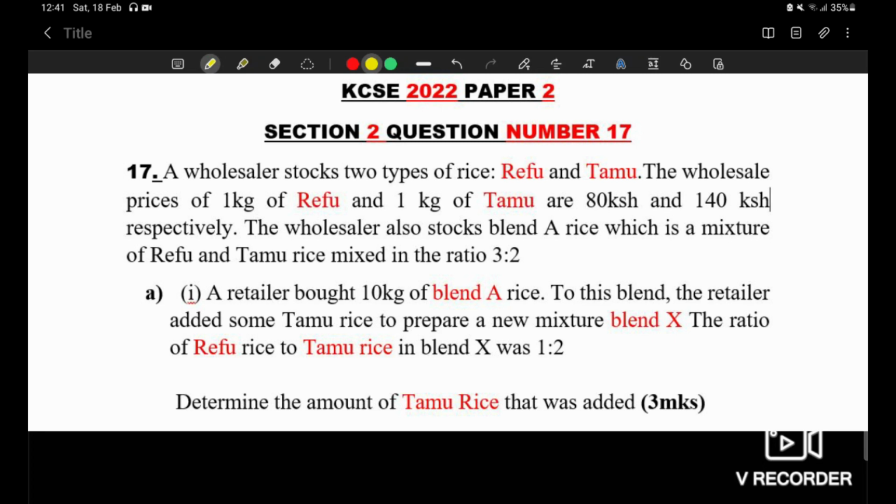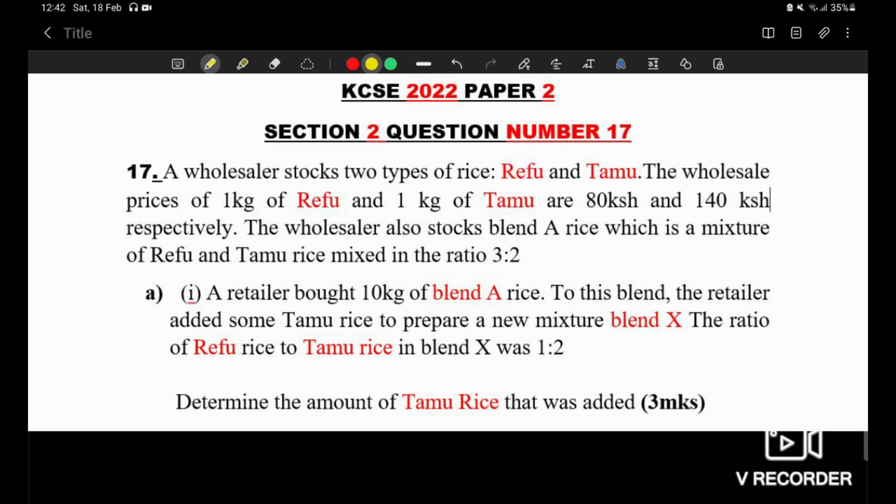Question A, Roman 1. A retailer bought 10 kg of blend A rice. To this blend, the retailer added some tamu rice to prepare a new mixture, blend X. The ratio of refu to tamu rice in blend X was 1:2. Determine the amount of tamu rice that was added.